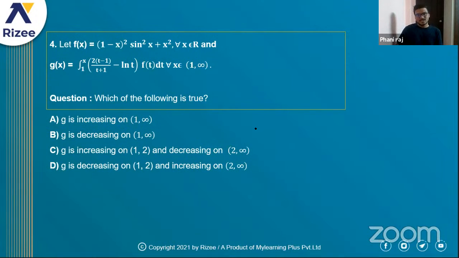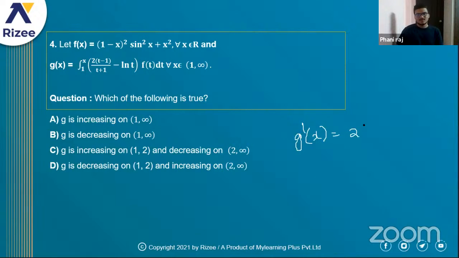Next, we have come to G. So G of x equals the integral from 1 to x of 2 times (t minus 1) by (t plus 1) minus log t, times f of t. Okay, fine. So is G increasing or decreasing? That means, what is the derivative?